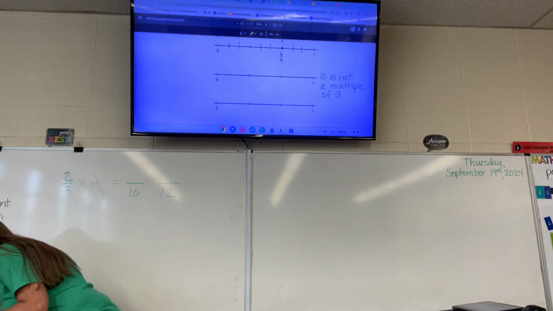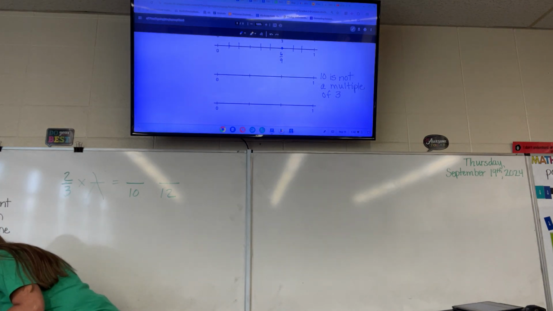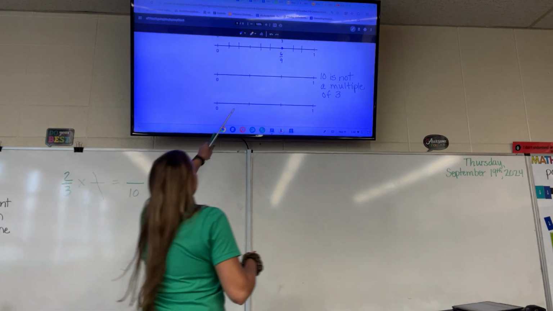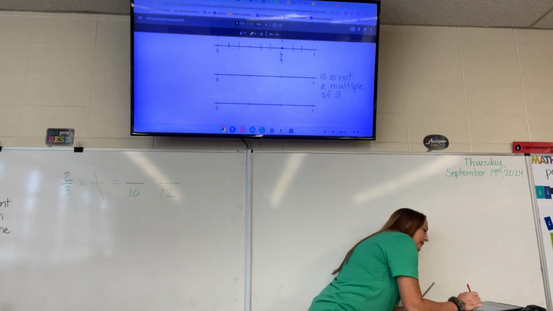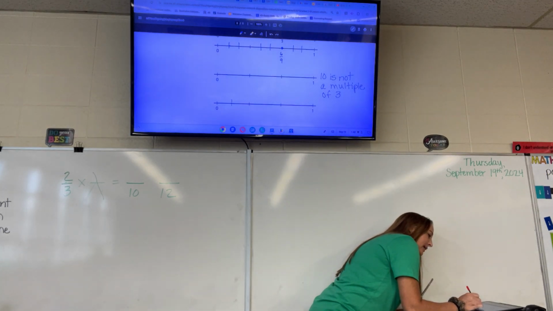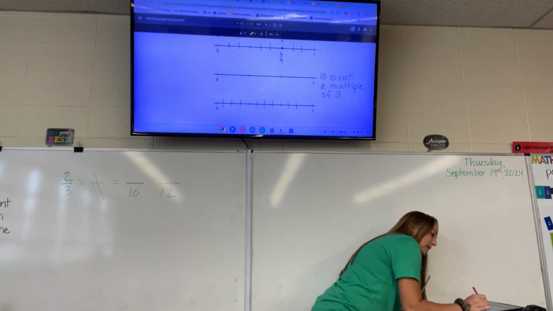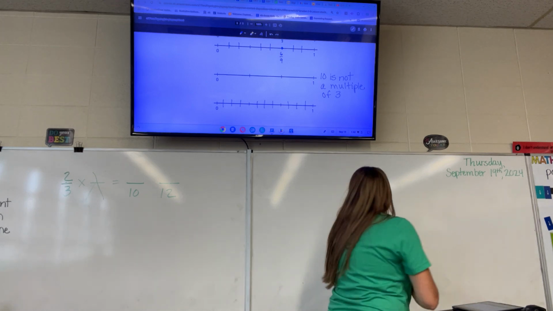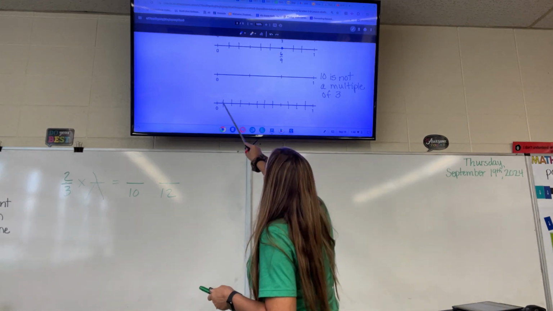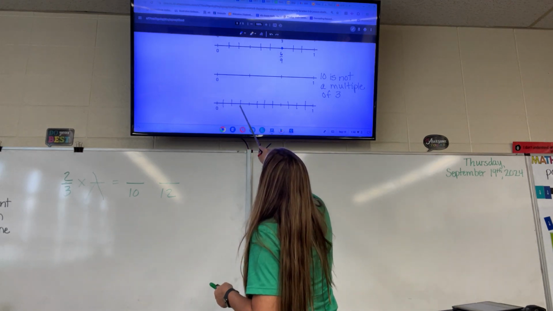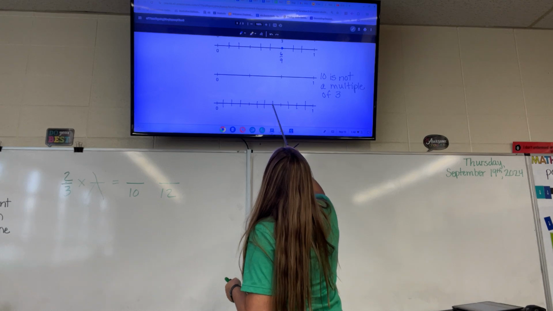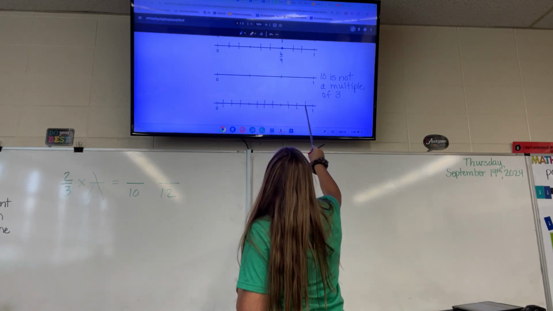So on this next one, I'm going to split each section into 4 by adding 3 lines. 1 there, 1 there, 1 there, 1 there, 1 there, 1 there, 1 there, 1 there, and 1 there. Now, I should have 12 sections. 1, 2, 3, 4, 5, 6, 7, 8, 9, 10, 11, 12.